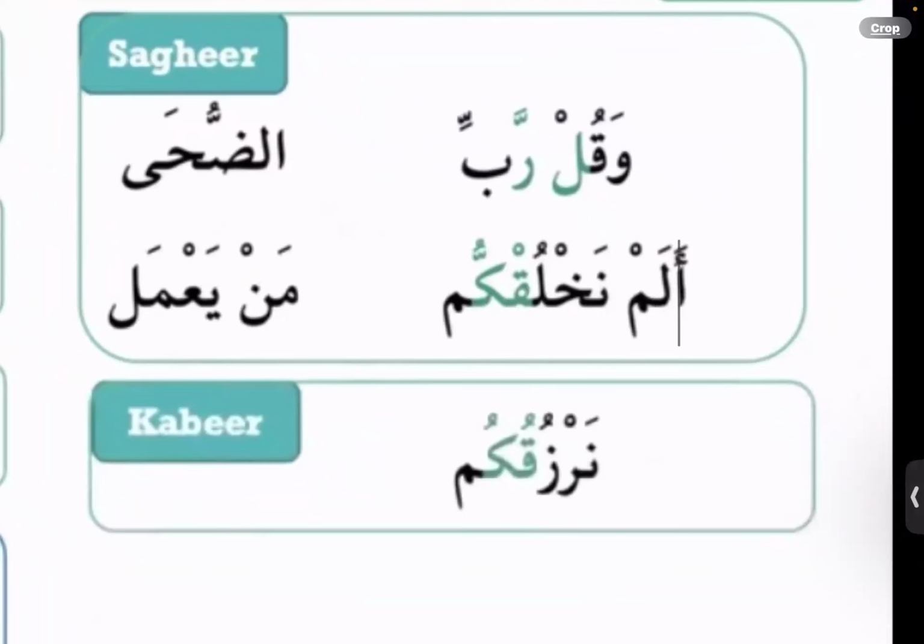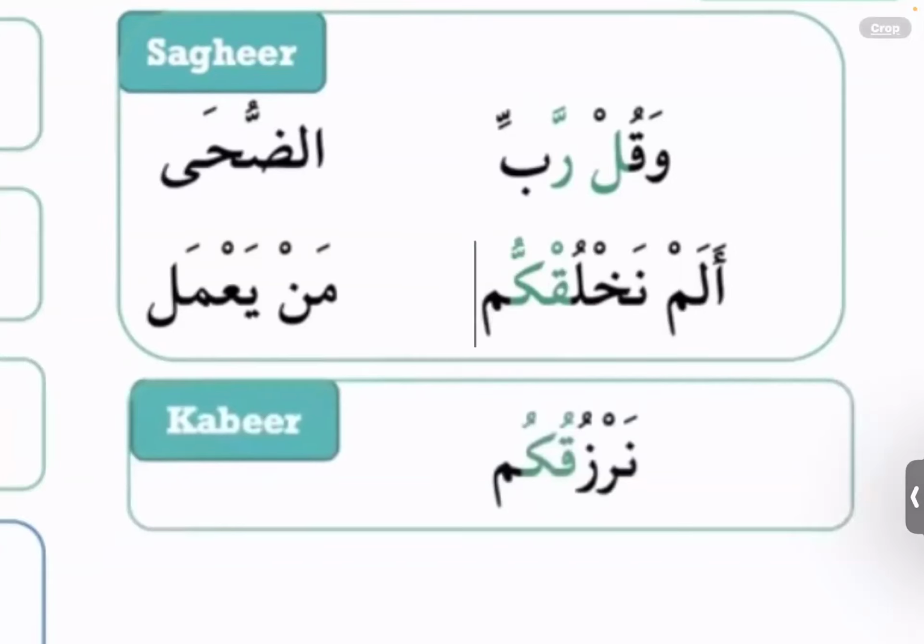Again, over here. I have a qaf followed by a kaf. Qaf is sakin, and kaf has a haraka on it. ألم نخلقكم, نخلقكم. Right. They've merged into each other. Pause the video. Have a go at this one. See how you would read it.